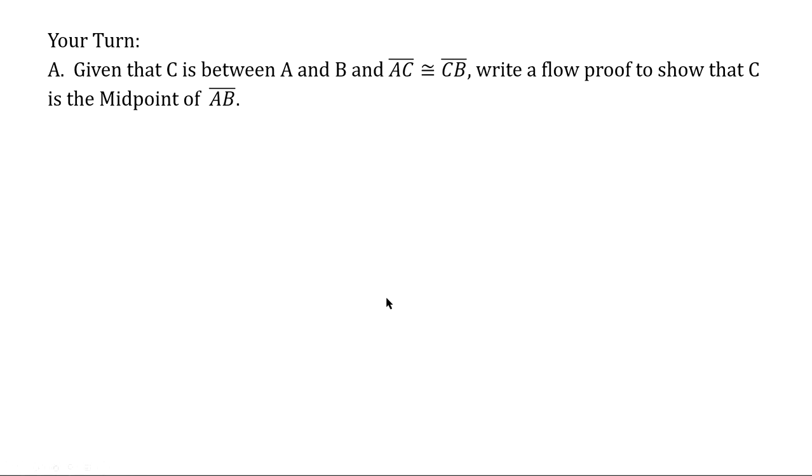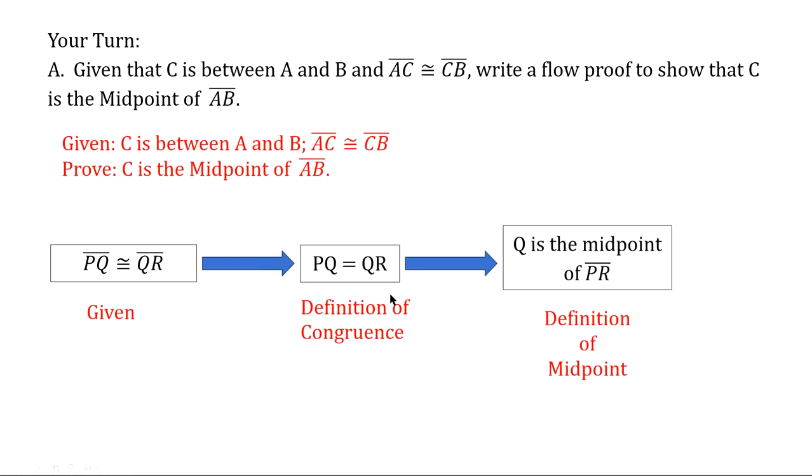All right, so we got the proof. So our first step, again, as always, is to write down our givens. Given C is between A and B, and given that segment AC is congruent to CB. So those are the two given statements. C is between A and B is important because that means they're on the same line. And then AC is congruent to CB. Again, that's important. We're proving that it's a midpoint. We probably could have put that C is between A and B in the box as well. I just forgot to.